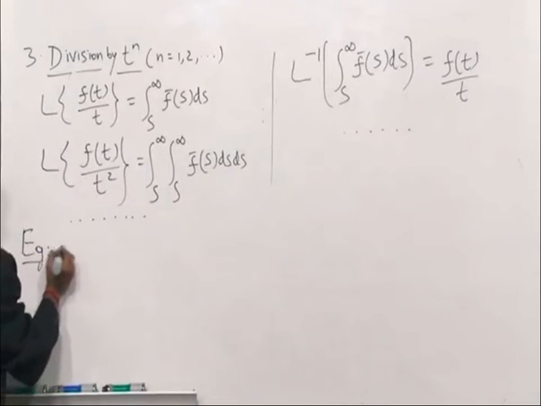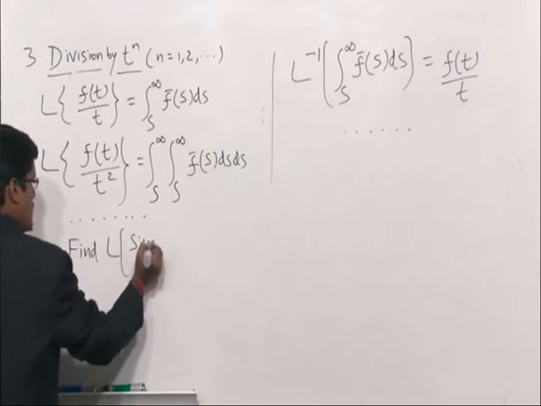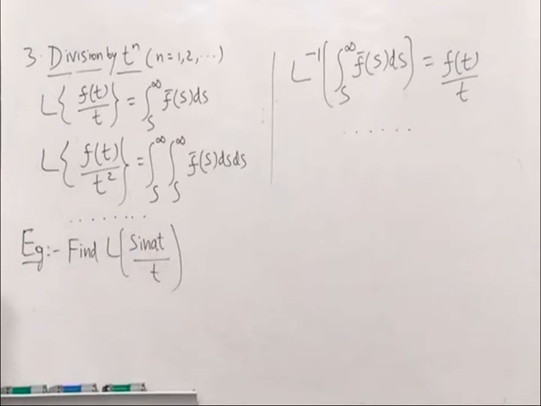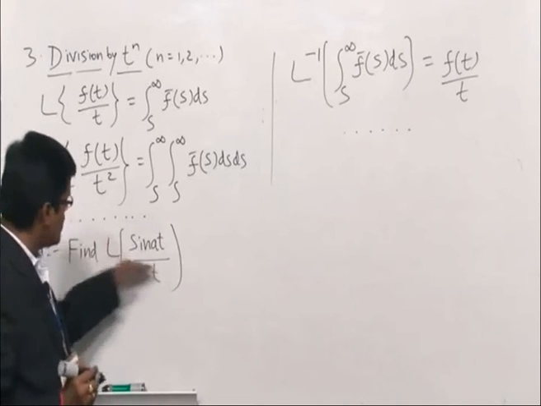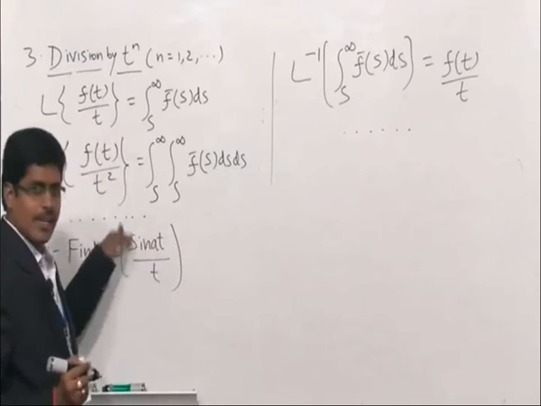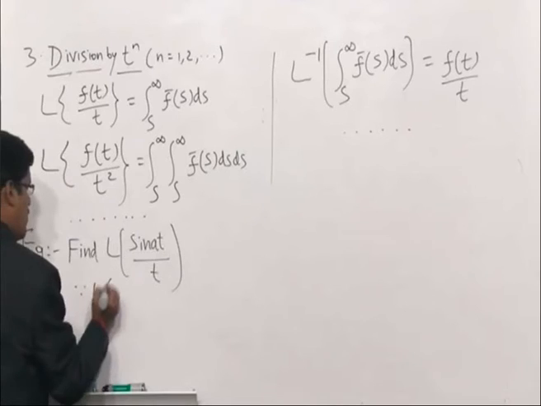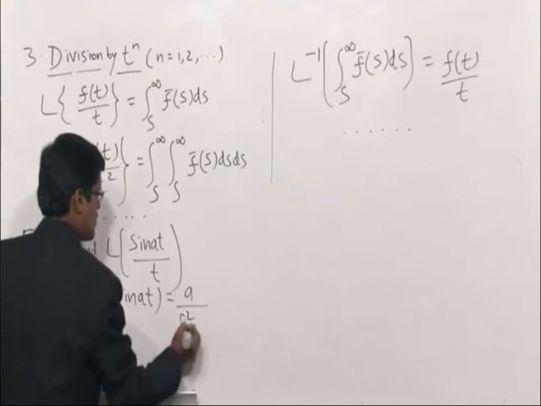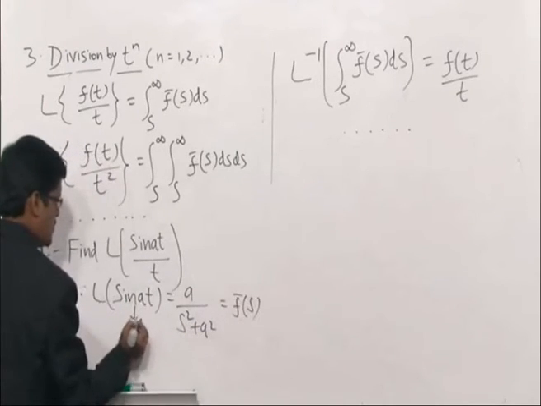Example: find L of sin at by t. So comparing with the property, what is the proper value of f of t? Selecting f of t divided by t, excluding that t, the remaining term, sin at, is f of t. Since L of sin at is equal to a over s square plus a square, this is f bar of s, and this is f of t.